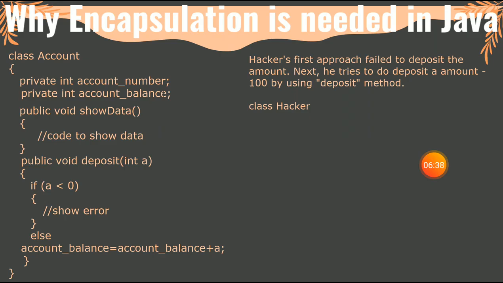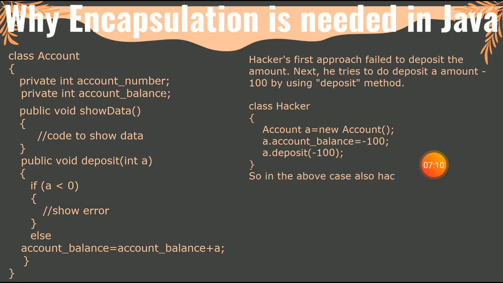Next he tries to deposit the amount -100 by using the deposit method. So this is the deposit method, I have written on the left side, public void deposit. So the hacker creates their own class, named class Hacker, with a new Account object, and through the object again assigns -100, using this method, a dot deposit(-100).